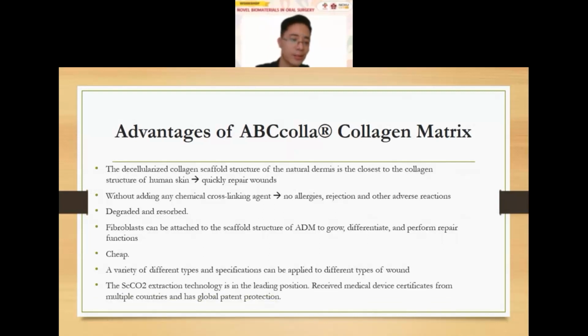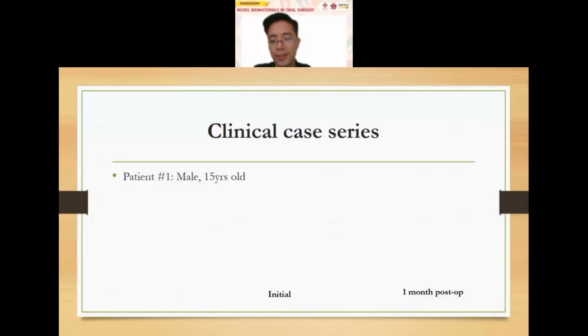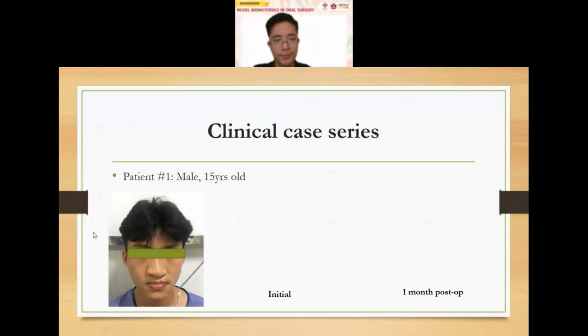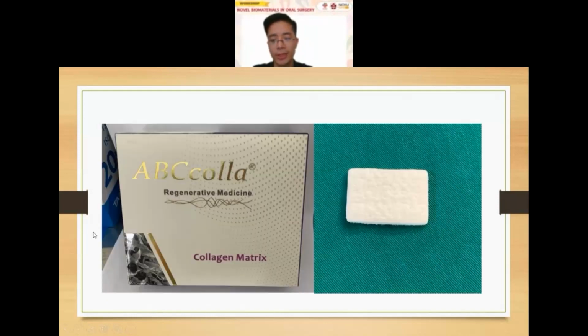Yes, and the supercritical carbon dioxide extraction technology is, I think, quite good. This is the material we use in our department. This is the matrix with the size 2 and 3 centimeters.